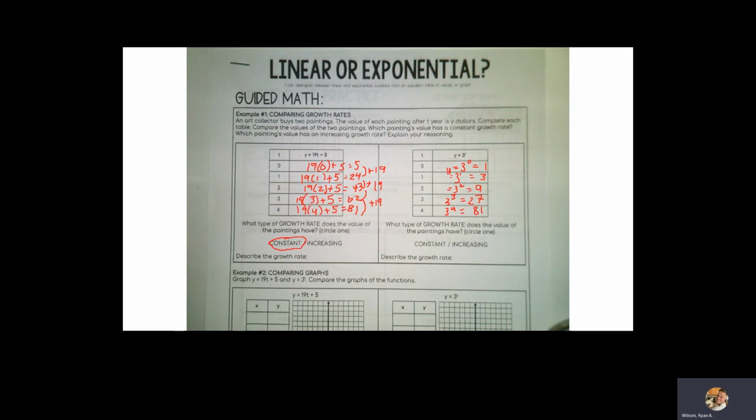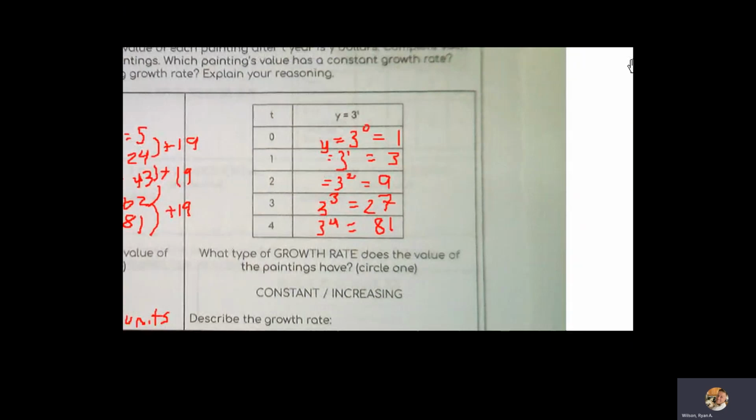So it's constant, with a growth rate of 19 units. It's a common difference. What about this other table right here? If I subtracted 3 from 1, what would I get? What about 9 from 3? So does that mean that they're the same differences? No. So what do I have to do here?